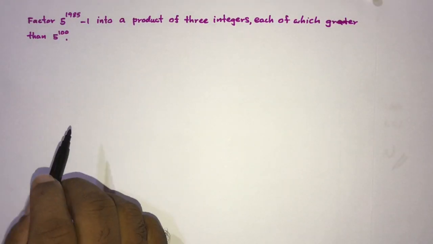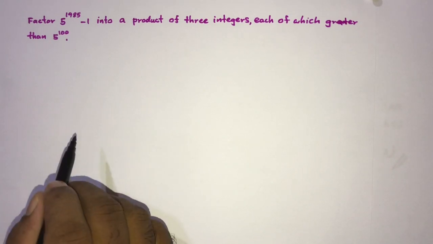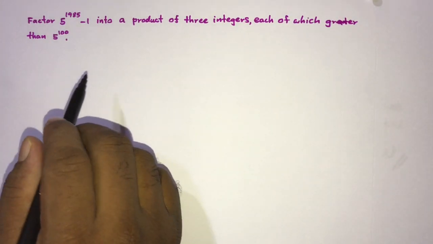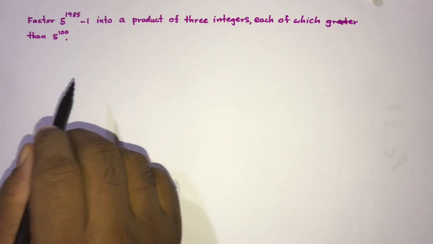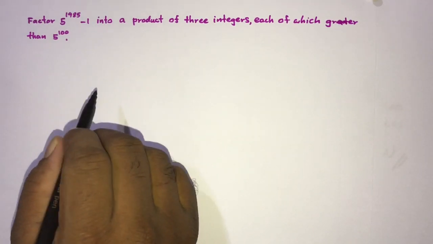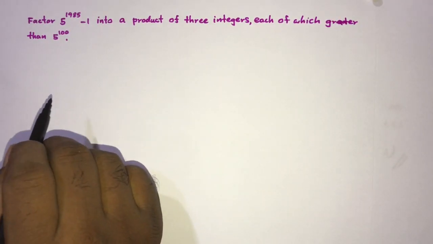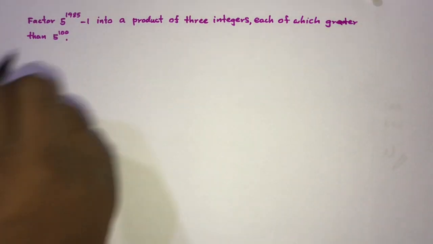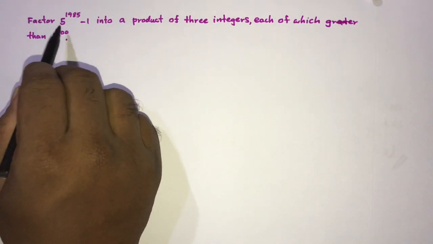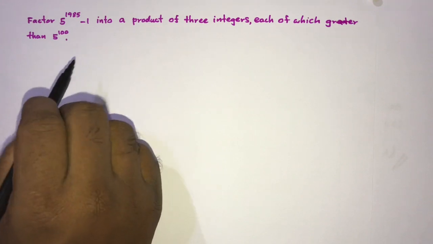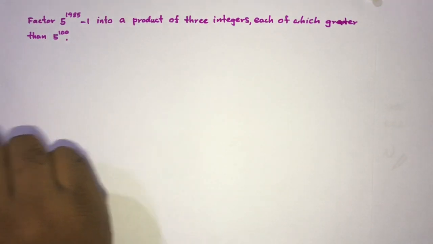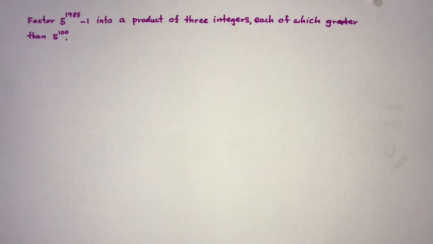In this video, we are going to solve another interesting question. This question was proposed by Razia for the 26th International Mathematical Olympiad, 1985. The question is: factor 5 raised to the 1985 minus 1 into a product of three integers, each of which is greater than 5 raised to the 100th power.